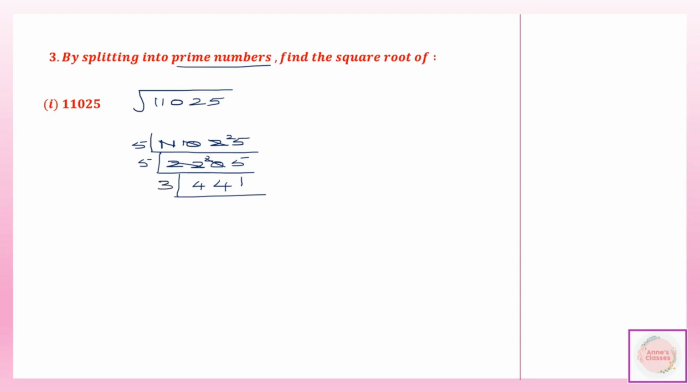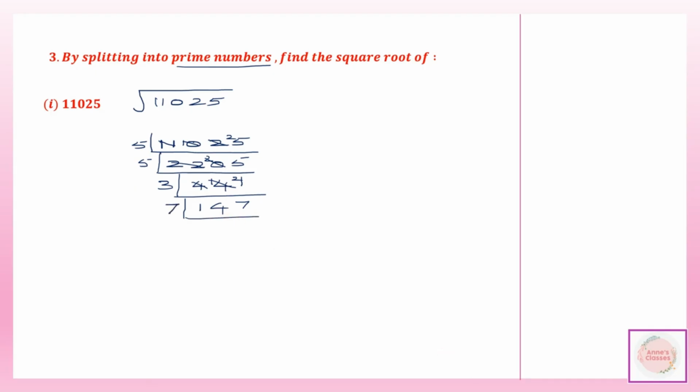So 3 we have. 3 ones are 3. And then there's 1 left, 14. 3 fours are 12. There's 2 left, 21. 3 sevens are 21. So here let's continue to divide this. You can see 14 and 7, isn't it? That means we can divide this by 7.